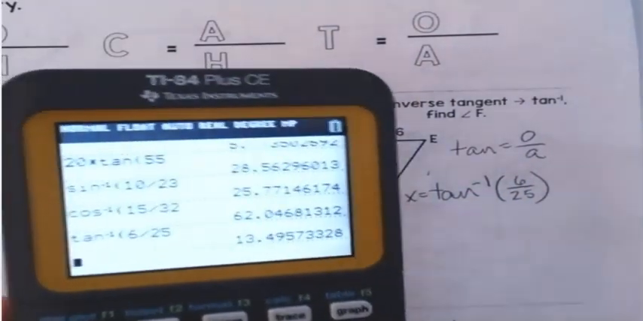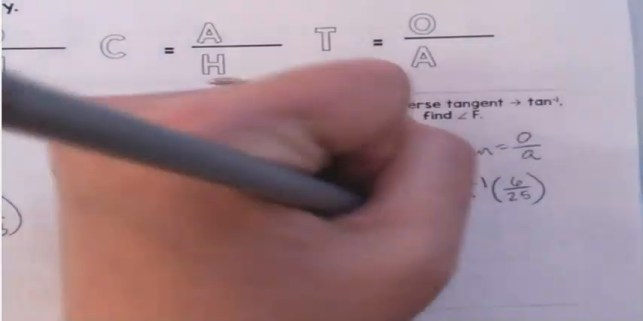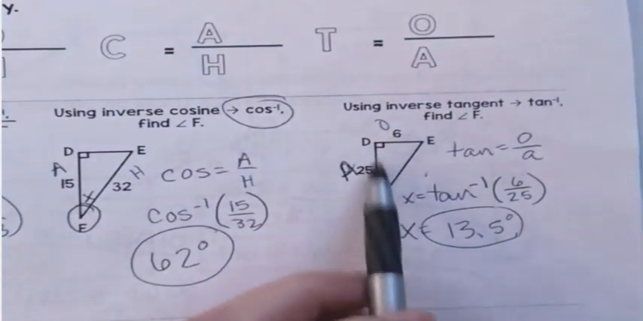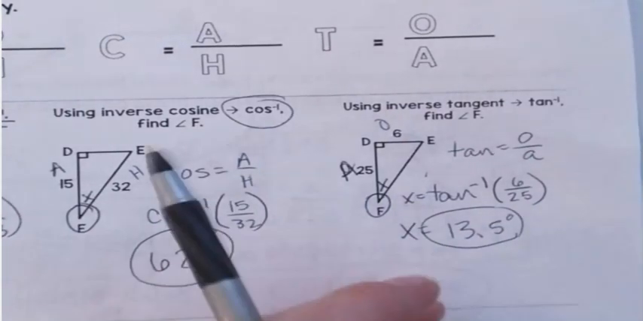And it's going to be 13.5 degrees. So it's going to be a tiny little angle. But that makes sense because 6 is so much smaller than 25. So that's going to force that angle to be small.